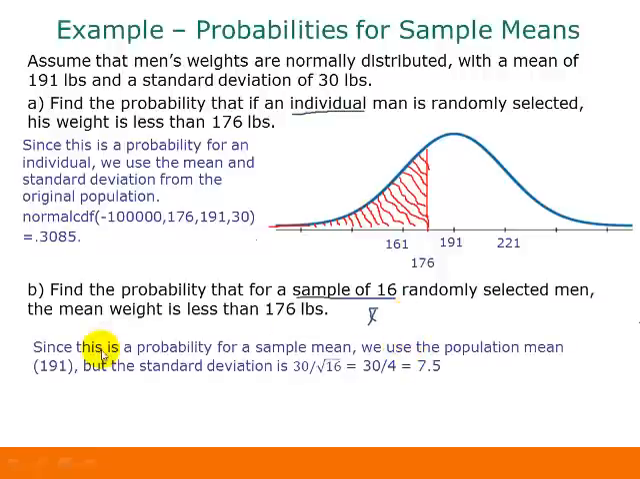So what that tells you is that we still use our population mean of 191, but for our standard deviation we have to use that formula. That means we take our original population standard deviation and divide it by the square root of the sample size. So we're taking 30 divided by the square root of 16, or 30 divided by 4, and we get 7.5. That's our standard deviation for our sample mean. So that would be sigma of x bar.